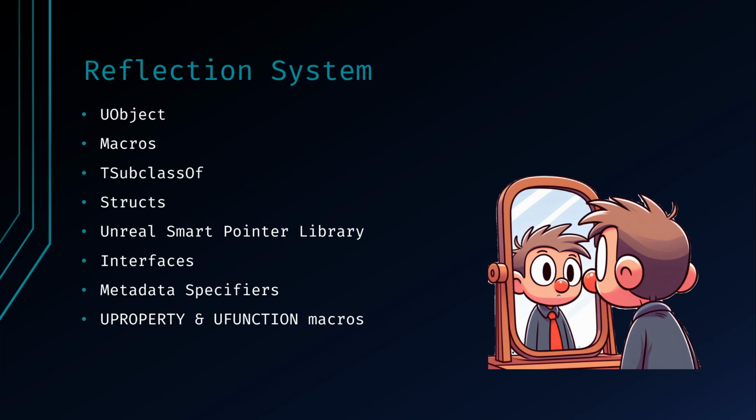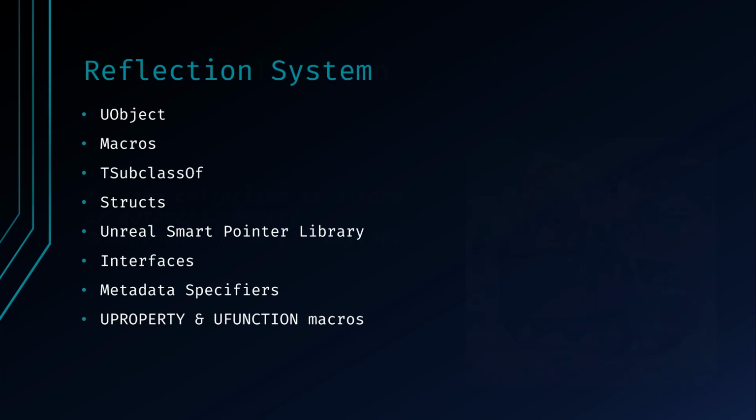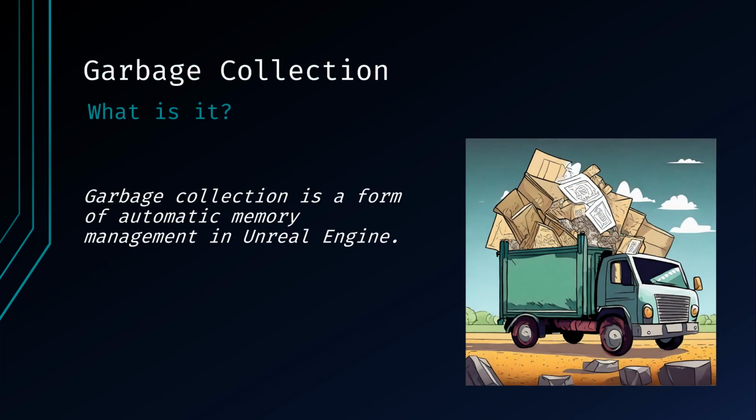The reflection system powers many features of the Unreal engine, such as detail panels in the editor, serialization, garbage collection, network replication, and Blueprint and C++ communication. This is an opt-in system, meaning you need to specify any types or properties that you want to be visible in the reflection system. Garbage collection is a form of automatic memory management in Unreal.